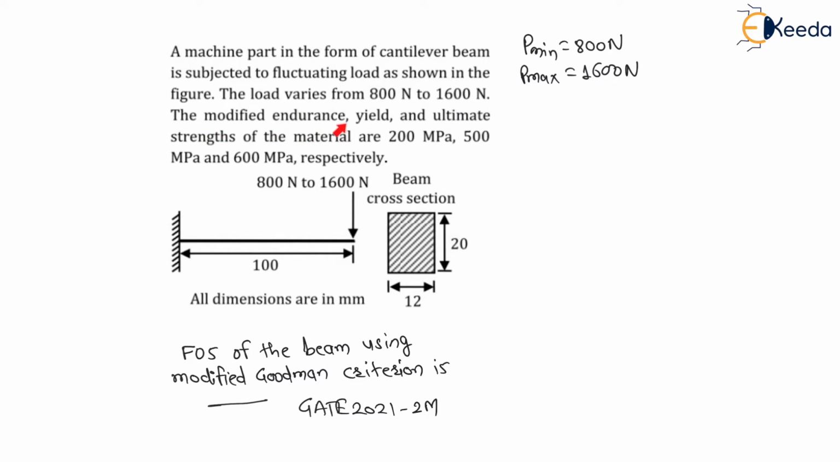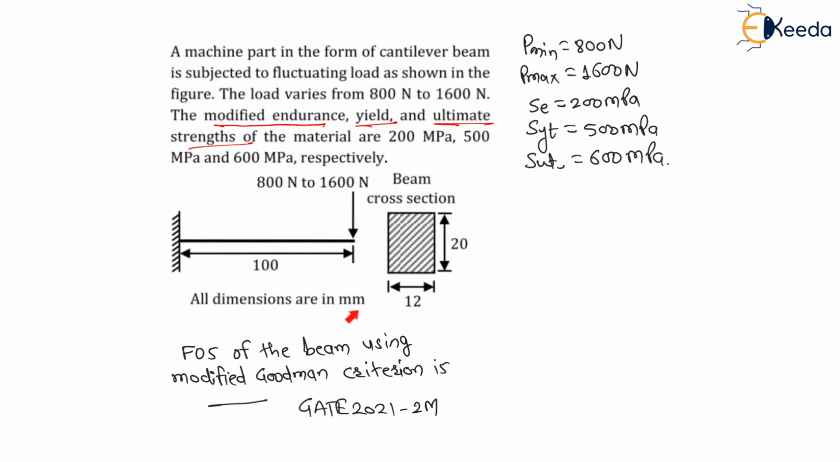The modified endurance, yield and ultimate strength of the material are. First of all, they have provided the value for modified endurance strength, then yield strength, and then ultimate strength. The values are given in sequence: 200 MPa, 500 MPa and 600 MPa. Therefore, the modified endurance strength SE is 200 MPa, then yield strength SYT is 500 MPa, then ultimate strength SUT is 600 MPa. These values they have provided. Then respectively, all dimensions are in mm. Here the cantilever beam of length 100 mm is given.